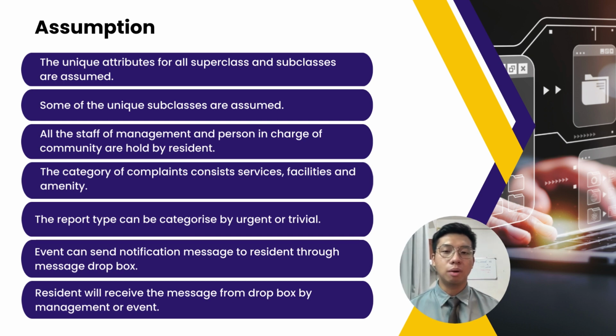The category of complaints consists of service, facilities, and amenities. The report types can be categorized as urgent or trivial. Events can send a notification message to the resident through the message Dropbox, and the residents will receive the message from the Dropbox by management or the events.